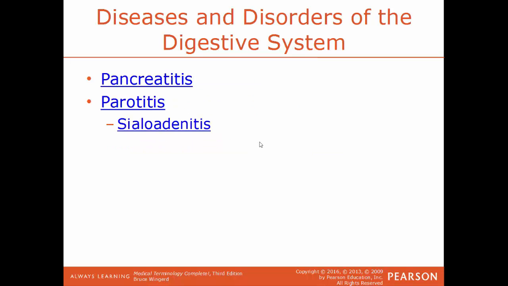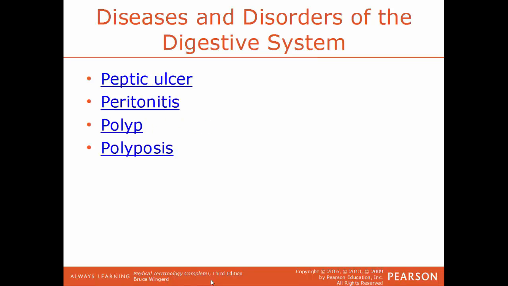Pancreatitis, inflammation of the pancreas. Parotitis is the inflammation of the parotid glands. It's also another term for the mumps. So that would be the inflammation of just the parotid glands, which is an example of a salivary gland. And a general term used for the inflammation of a salivary gland is our next term, sialoadenitis. Peptic ulcer is having an ulcer or a lesion within the lining of the digestive tract. This usually occurs within either the stomach or the duodenum.